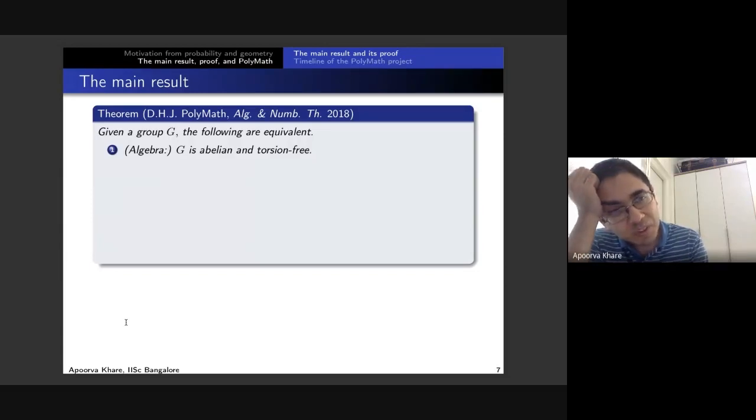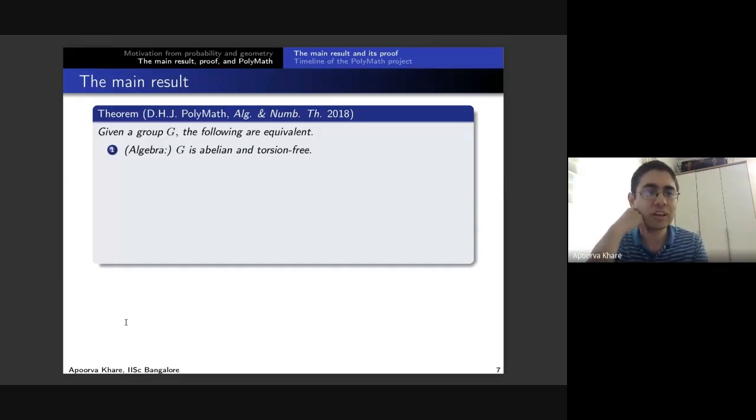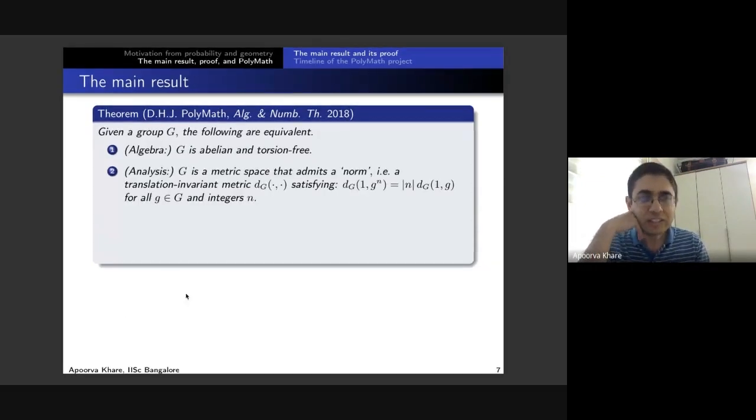Given any group, the following are equivalent. One: an abelian and torsion-free group, that's a condition from algebra. G is abelian and G is torsion-free. If and only if G is a metric space. So you see, there is no talk of a metric on this group here. There is nothing about a metric in statement 1. There is nothing about abelian or torsion-free in statement 2.